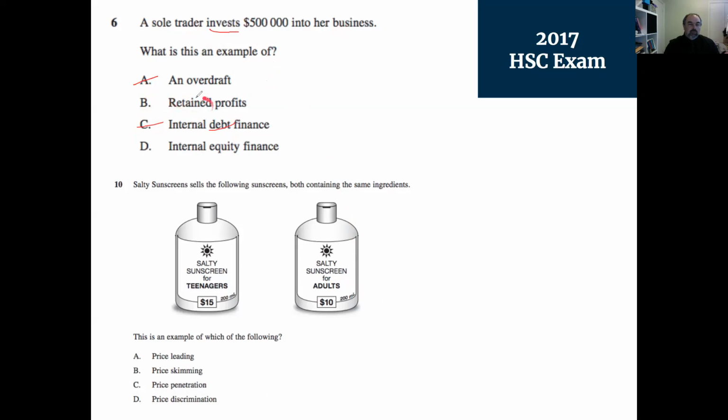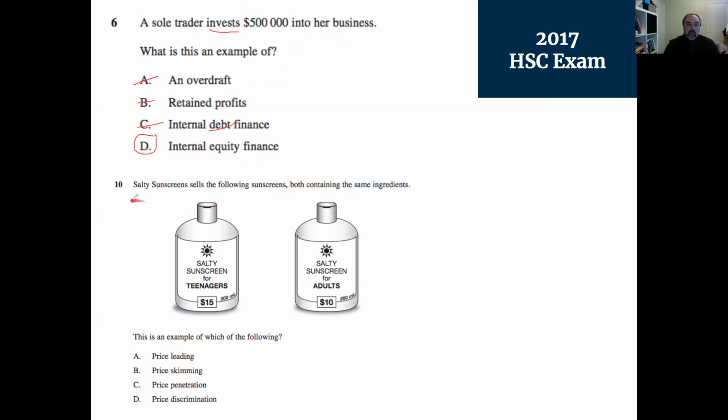Now, retained profits, it doesn't say anything about money that's been made in the business previously. It says she puts money into her business. So she's putting the money in herself. So that would knock out retained profits, and that would be an internal equity source of finance.